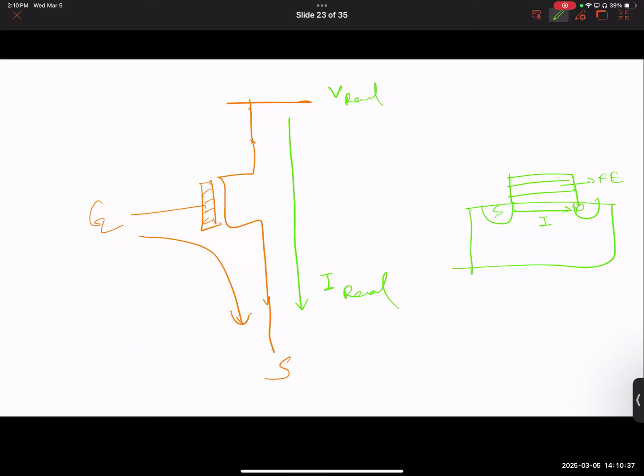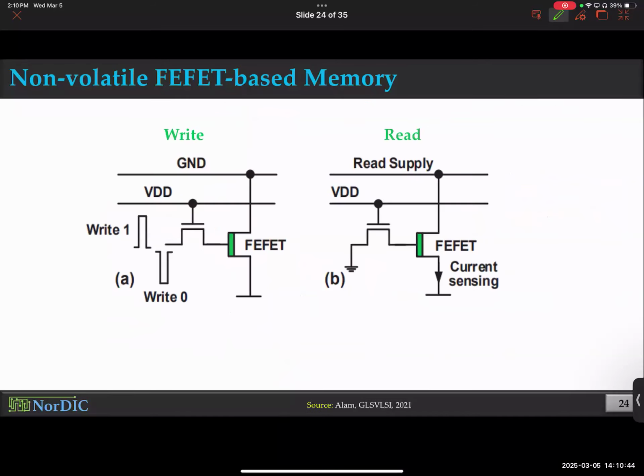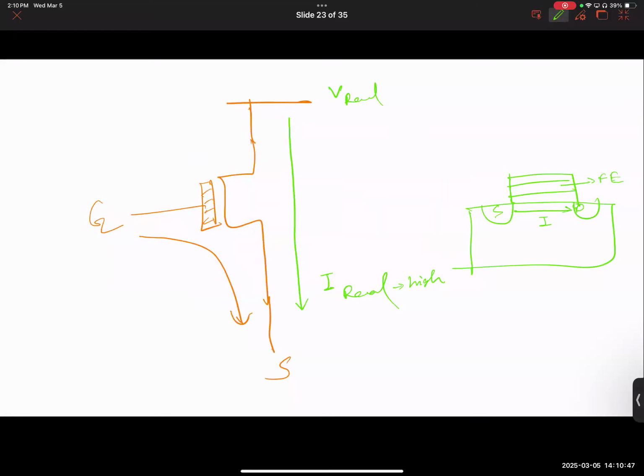You can get a read current which is high, as we just discussed, corresponding to one kind of polarization, or a read current that is low, depending on whether this ferroelectric was programmed in positive polarization or negative polarization. For one of them, you had more current, the other one, you have less current. So by using a constant applied voltage and sensing whether the current is higher or lower, you read what was being stored in the ferroelectric material.